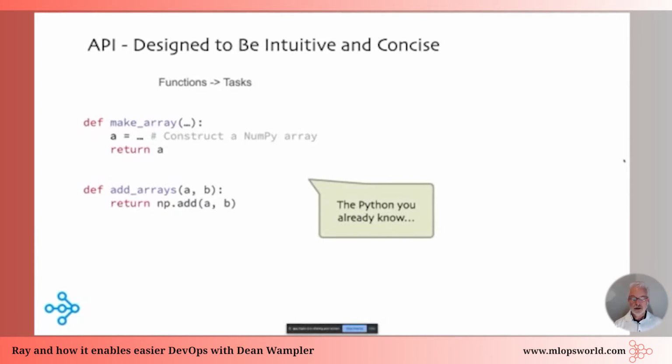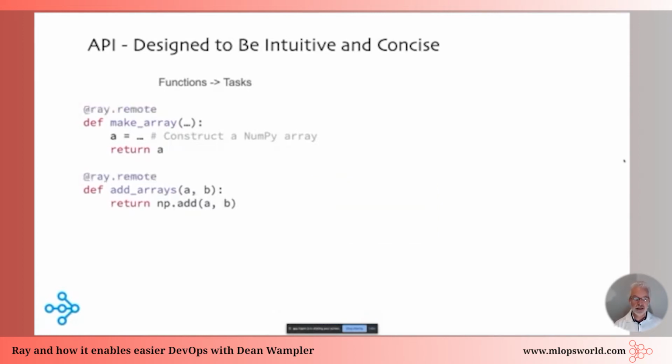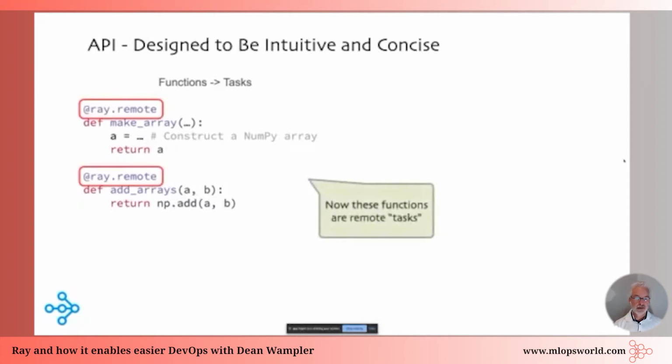So this is Python you already know. I have two fake functions, one of which will construct a NumPy array, and then another one which will add two arrays together. And if I add this decorator, this annotation, ray.remote, that turns these functions into tasks, which means that Ray will be able to distribute these over a cluster, or over all the CPU cores in a single machine, which isn't trivial to do in Python by itself. Now, for completeness, there are some import statements you have to add, and you have to initialize Ray in your code.